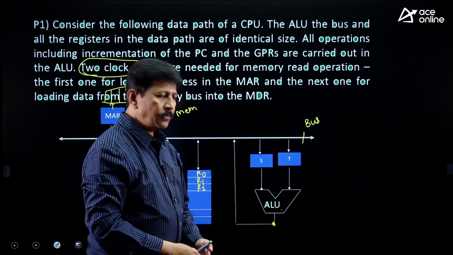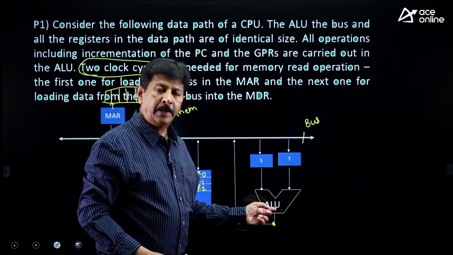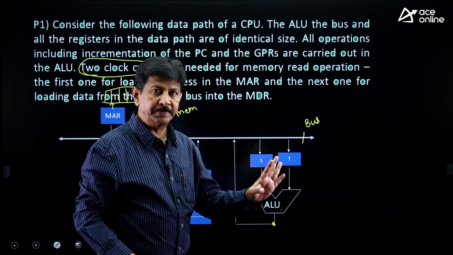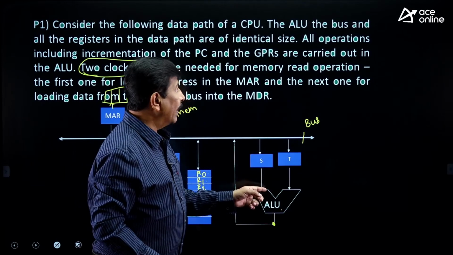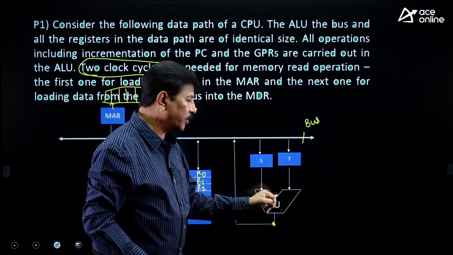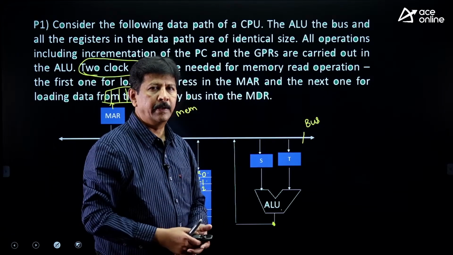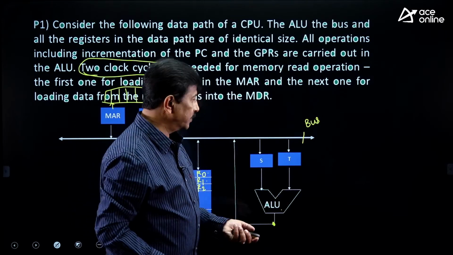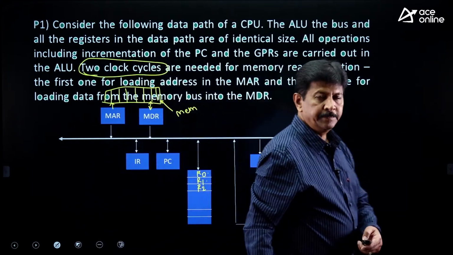You may ask me, sir, what about the time taken by ALU? The time taken by combinational circuit, we are not going to count it, okay? Because while calculating the clock period, the time taken by combinational circuit is already taken care of. So don't count the time taken by ALU. That's it. So this is going to require 3 clock cycles.